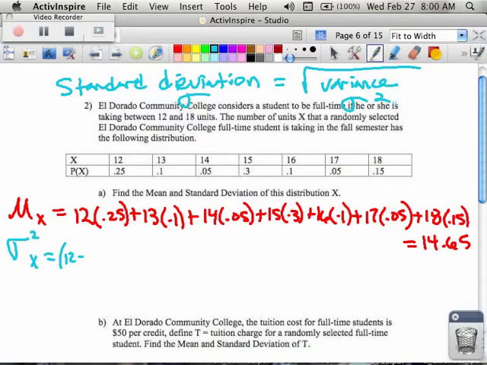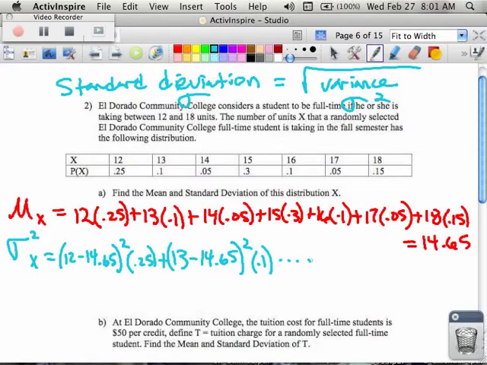So this process, as I do this, is 12 minus 14.65 squared times its probability of 0.25 plus 13 minus 14.65 squared times its probability of 0.1 dot dot dot dot, and I go all the way to the end, and then I'm going to have plus 18 minus 14.65 squared times its probability of 0.15. And when I get done, I get the value of the variance, which is 4.2275.